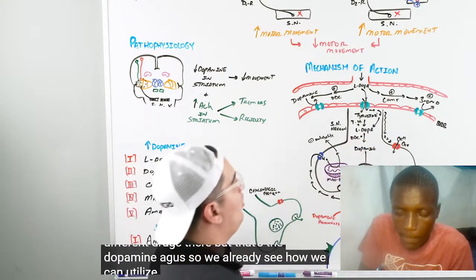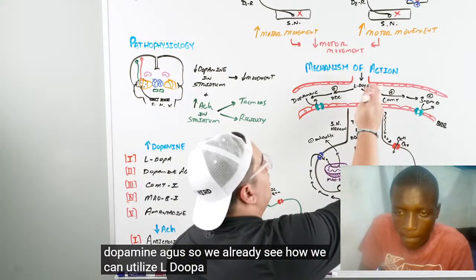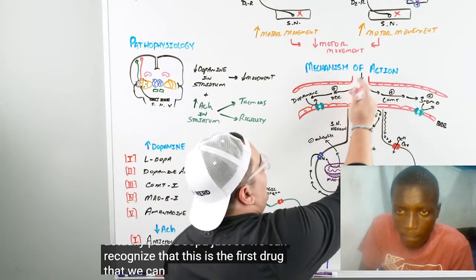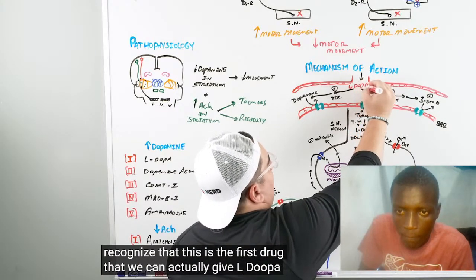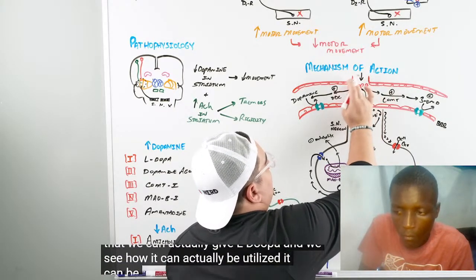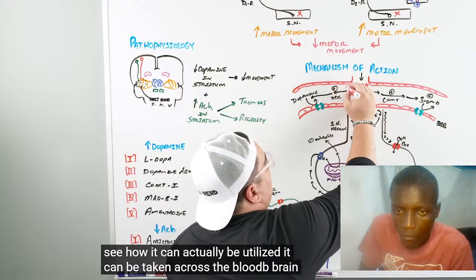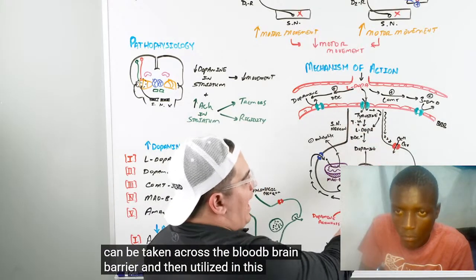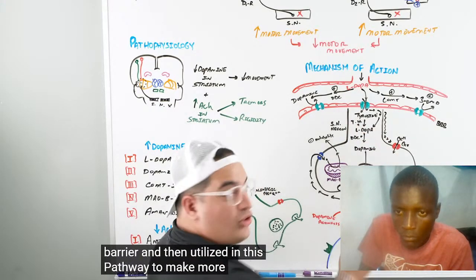So we already see how we can utilize L-DOPA. Here I'm going to put L-DOPA just so we can recognize that this is the first drug that we can give. And we see how it can be taken across the blood-brain barrier and then utilized in this pathway to make more dopamine, right?